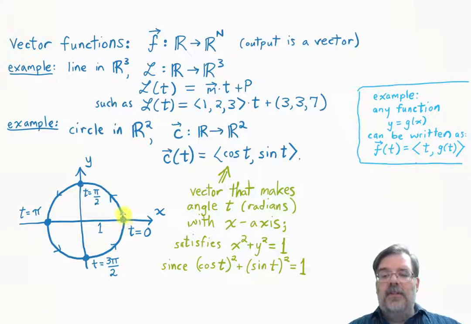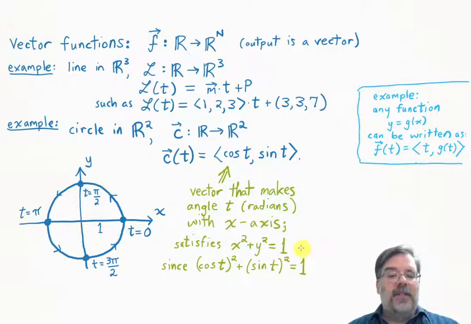And you could continue to increase the value of t, and you just traverse this circle again and again. Every multiple of 2 pi, you return to this point right here. One interesting thing about this equation is that all the points produced by this function also satisfy what you might know as the implicit equation for a circle.